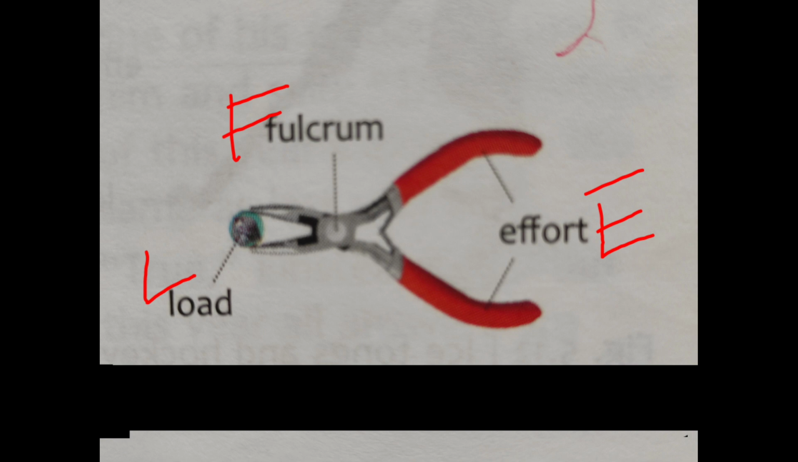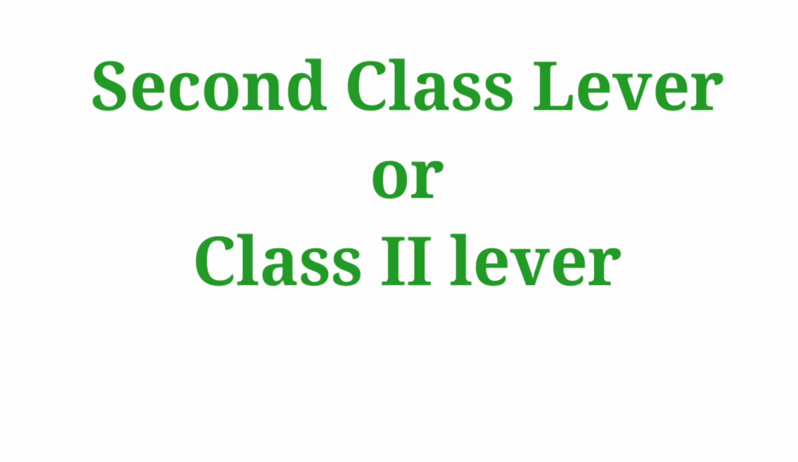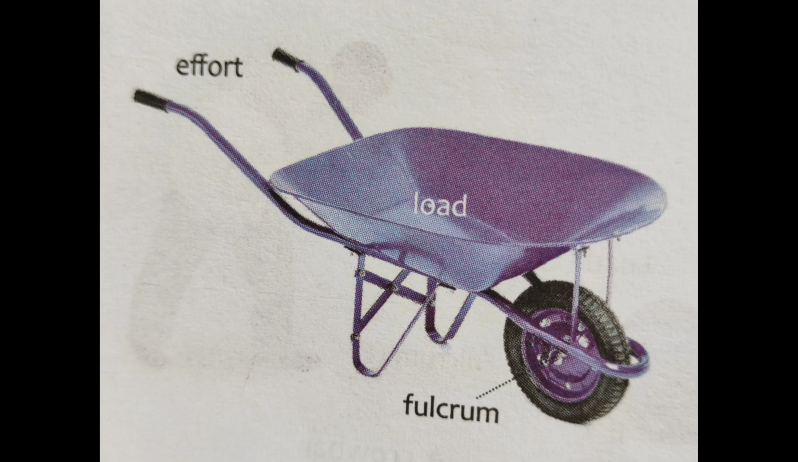So here is the beautiful drawing, a picture of a pliers. Load in one end, effort is another end, fulcrum is in between. So that is why it is called first class lever. Remember that the first class lever always takes the fulcrum in between. Then here is second class lever. Fulcrum is in one end, load is in the middle and effort is another end.